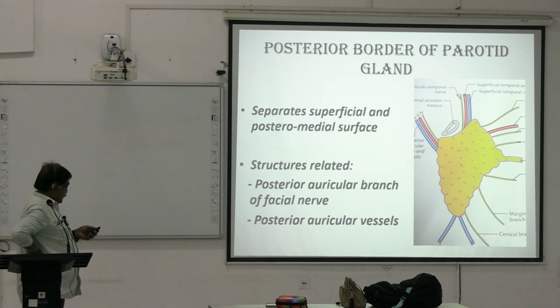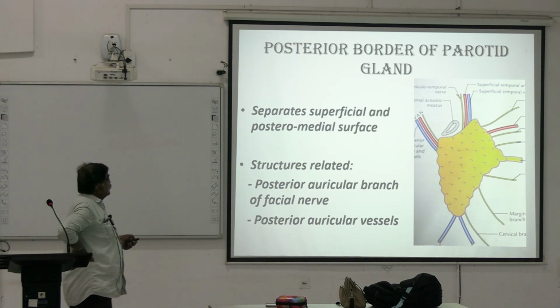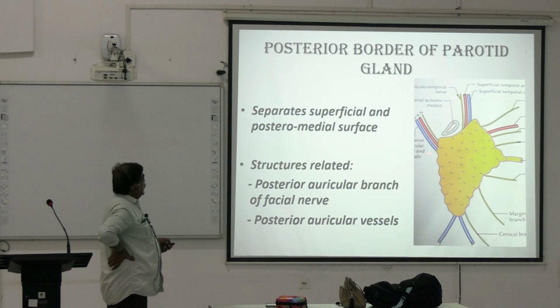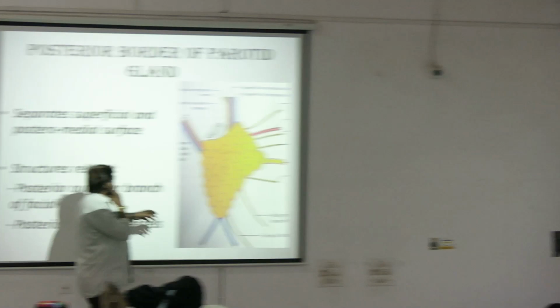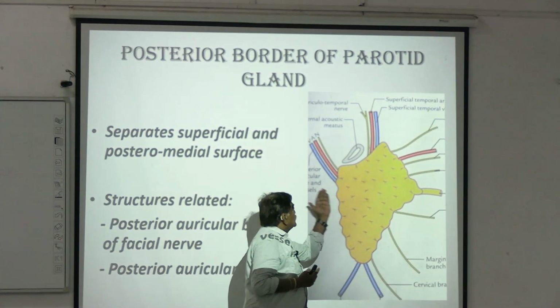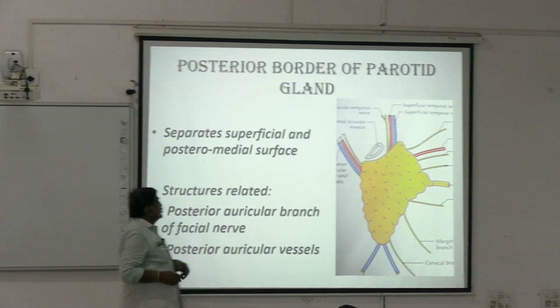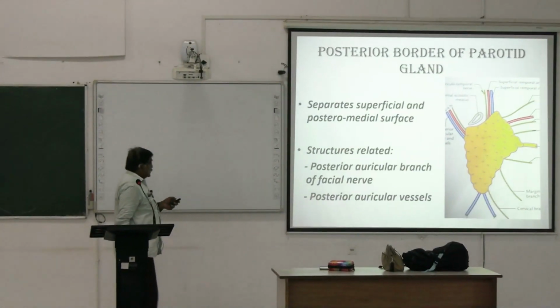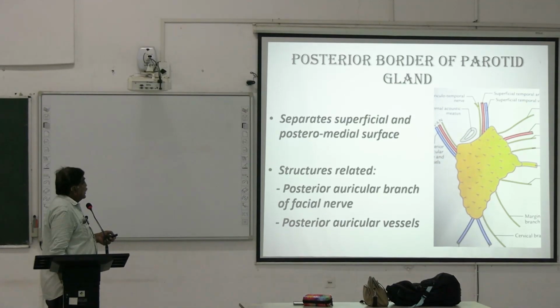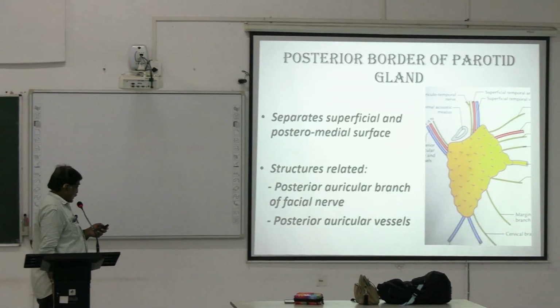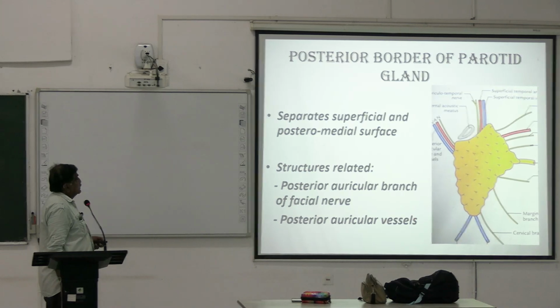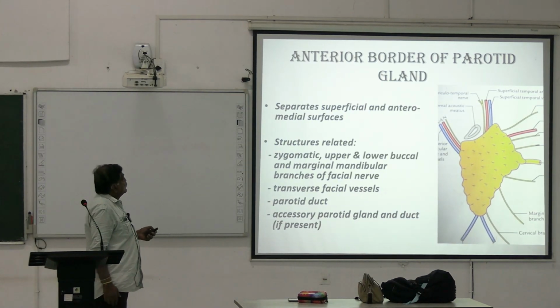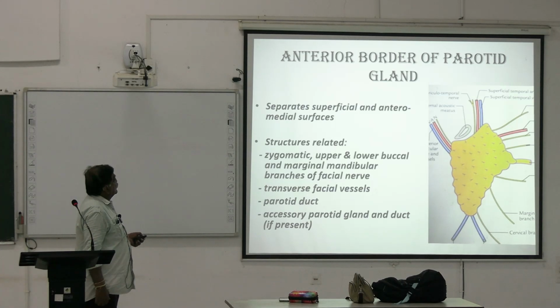Posterior border of the parotid gland separates the superficial and posteromedial surface. Now, see this border. It is like a wedge, and the structures related to the posterior border are the posterior auricular branch of the facial nerve and posterior auricular vessels.